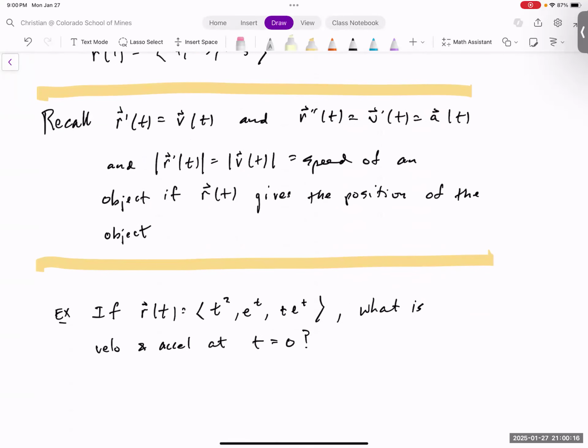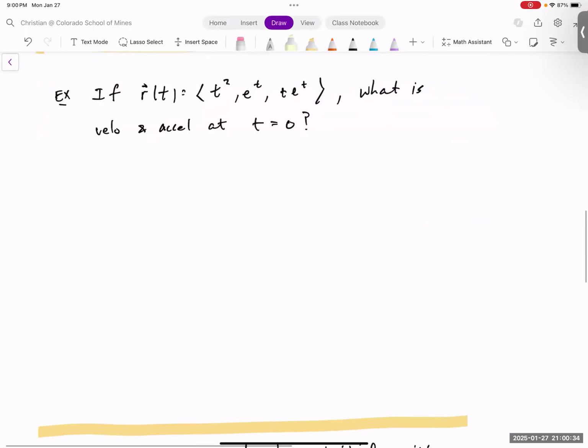motion, and acceleration, velocity. Recall r prime of t is velocity, r double prime is velocity prime, that's acceleration. The magnitude of the derivative, that's the magnitude or length of velocity, that's the speed of an object. All of this given if r of t gives the position. So let's do two things. Let's move forward. If you're given r of t, find velocity and acceleration.